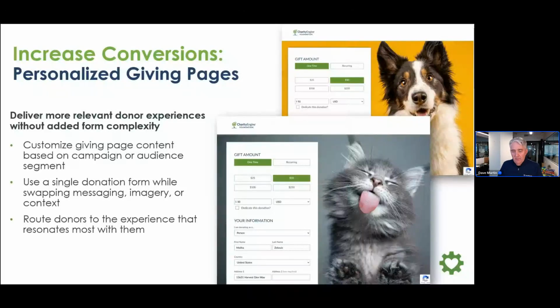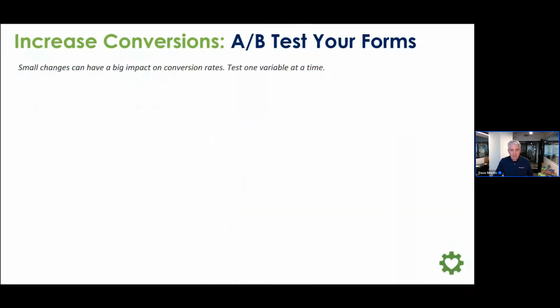But anyway, dogs and cats, personalized giving pages, look into that. A/B testing. I know lots of you do A/B testing, probably with emails. It's lots of times easier to do it there. But small changes can have huge impacts on your conversion rates. And it's always important to test one variable at a time. If you go and make three changes and then you're A/B testing it on your donation page, how are you going to be able to identify which change had the impact, right?